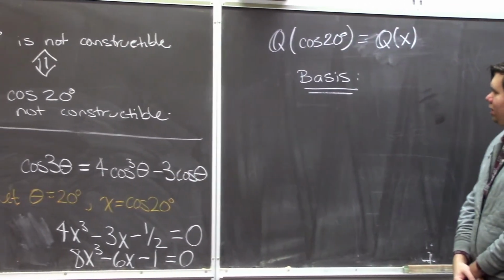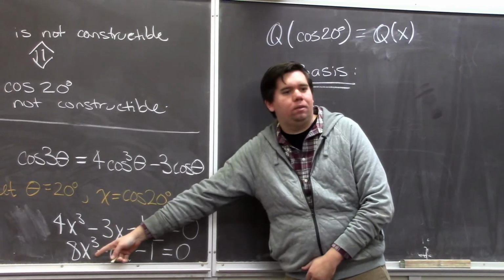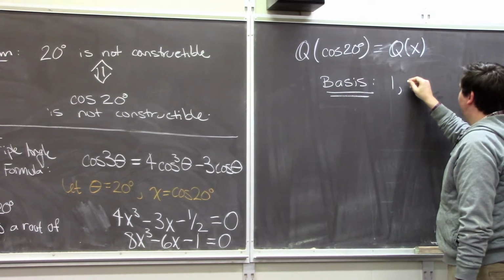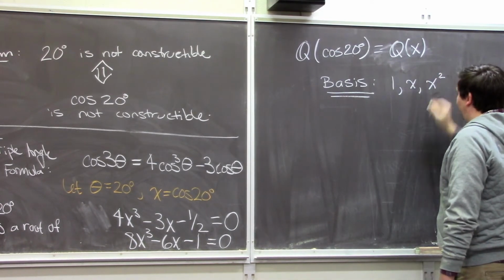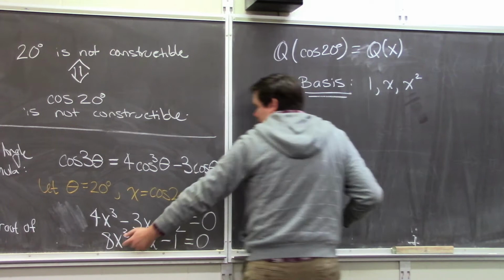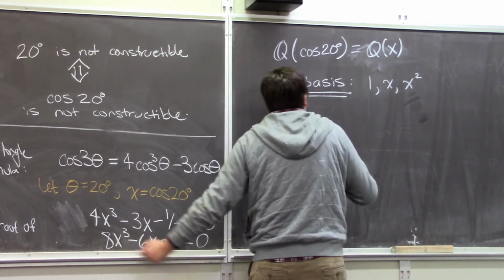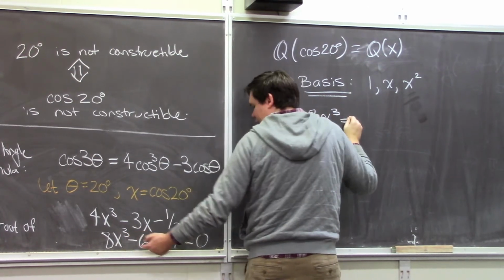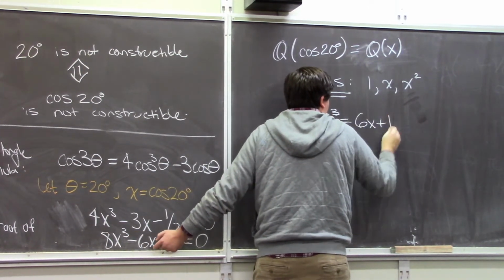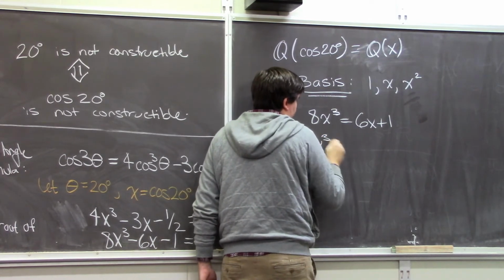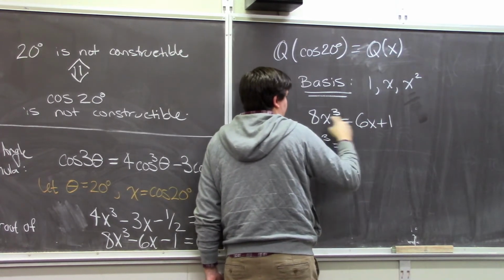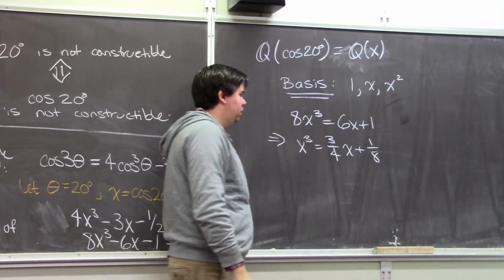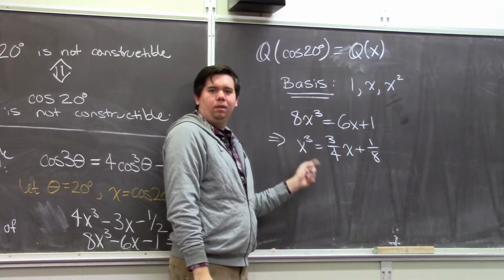Well, there's one thing I don't need in my basis. I don't need an x cubed. Right? So you might think you might need a 1, you might need an x, you might need an x squared, but you definitely don't need an x cubed, because there's a solution. You could solve for x cubed. 8x cubed is just 6x plus 1. So my x cubed can be written in terms of these other elements. It's just 6 divided by 8, x plus 1/8. So I don't need an x cubed.